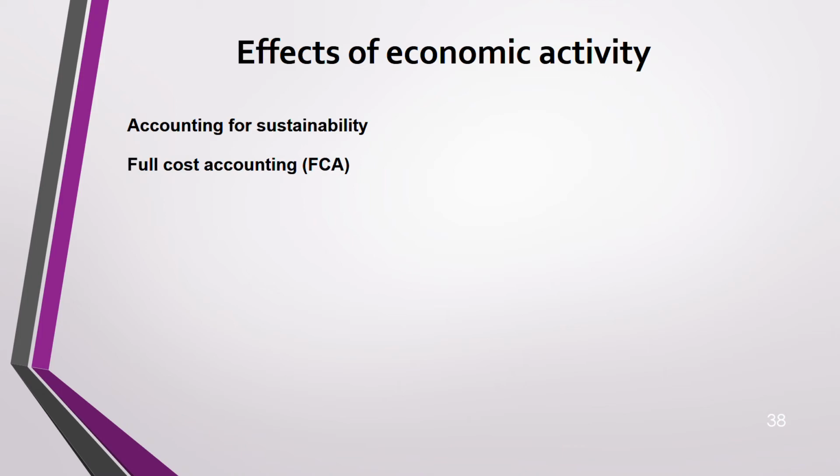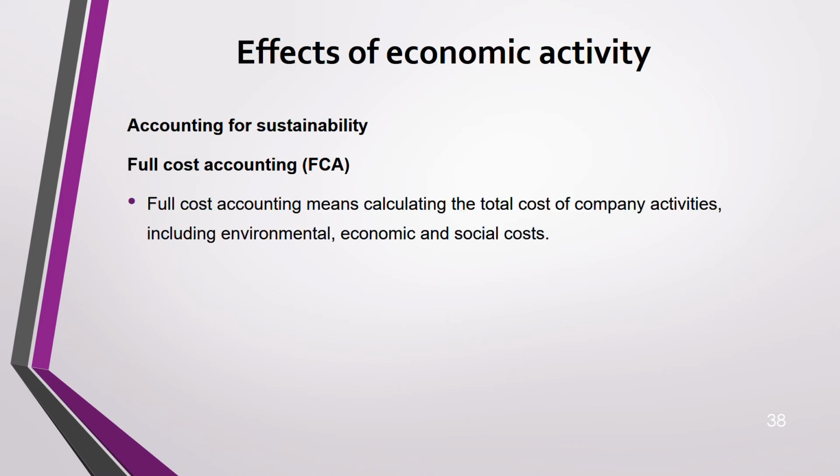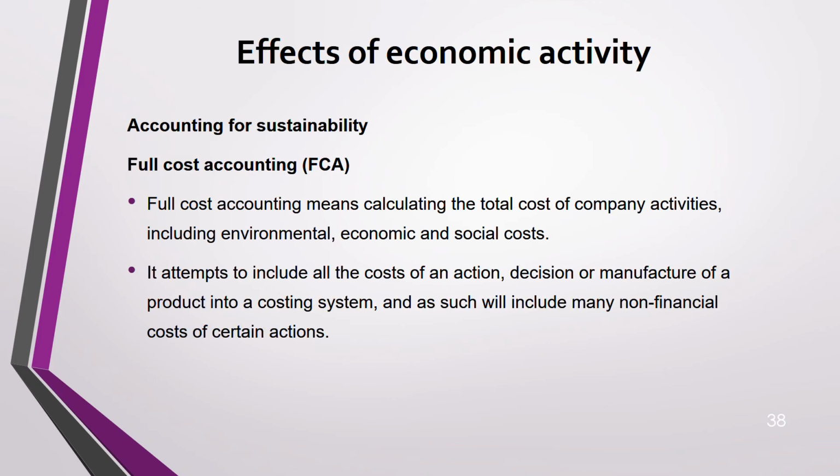Full costing accounting, FCA. What does it mean? Full costing means full, total. It includes all the costs of the company's activity. Total cost includes environmental cost, social cost, and economic cost, not just the direct cost. Even if there is anything regarding environmental cost, I will take it into account. So all costs of action are taken in the costing system, and it will include non-financial costs of certain actions that they take. It need not be all financial cost.